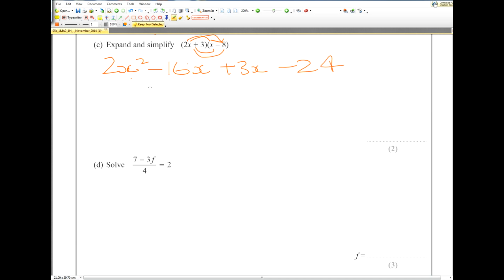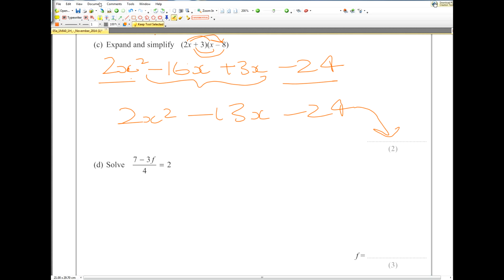Lovely. So that gives us all together. Now, these bits don't change, but this bit will simplify. So we get 2x squared in the answer. Minus 16x plus 3x will give us minus 13x. And the minus 24 stays the same. And that's the answer you put over here.